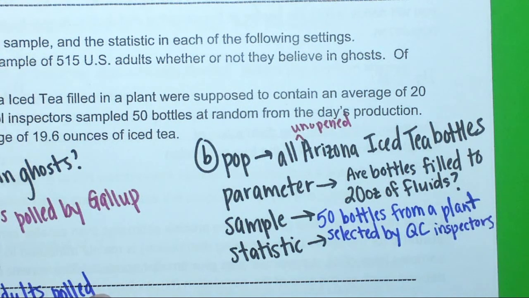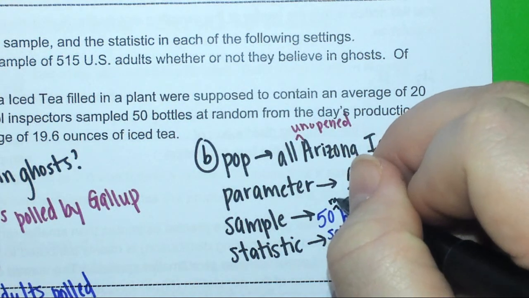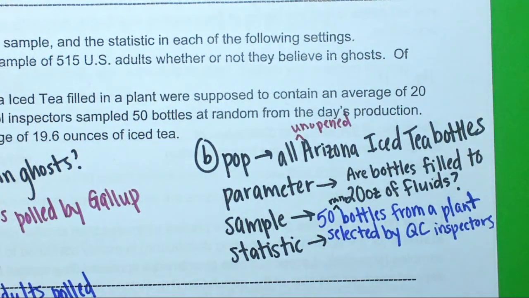Because you're writing too much. I am. I'm being very, very direct today. What's that random from the day's production? At random from the day's production. So it was 50, I guess. Produced the same random amount every day though. So maybe I should put 50 random bottles from a plant selected by quality control inspectors. So again, am I being way too specific? Okay, statistic. What can I actually calculate?